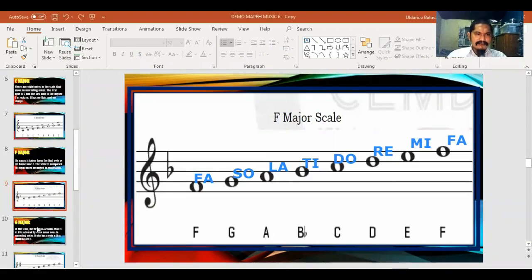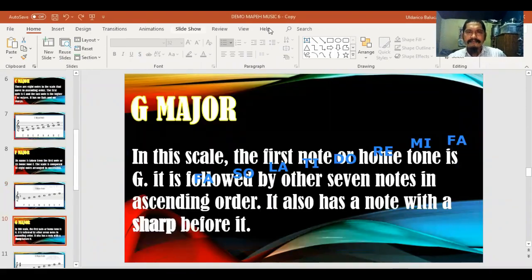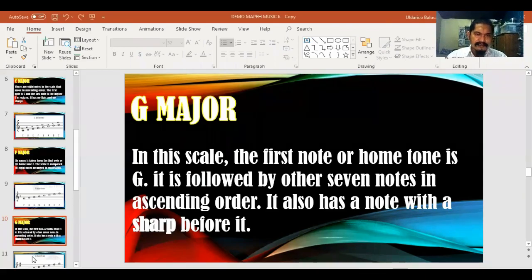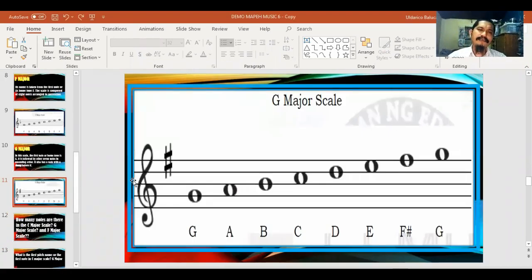Now let's go down to the G major. In this scale, the first note or home tone is G. It is followed by other seven notes in ascending order. It also has a note with a sharp before it. Okay, now this is the G major. We have noticed the first note of the G major is located at the second line.